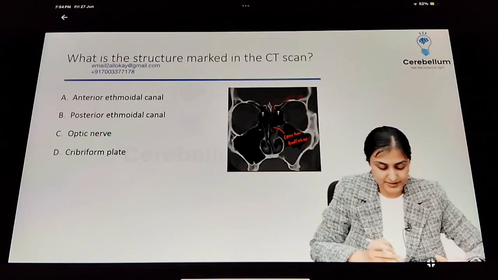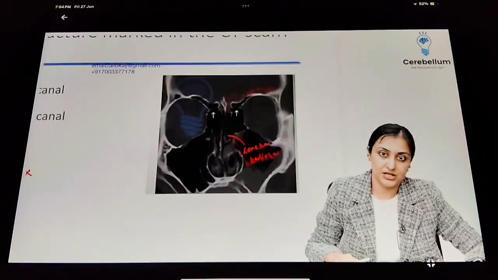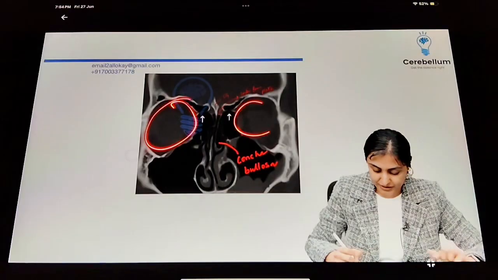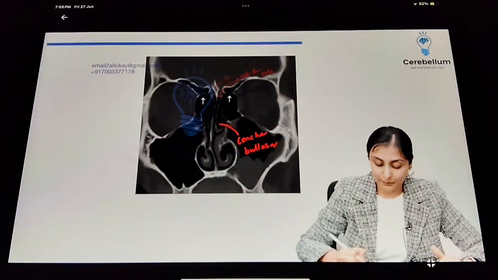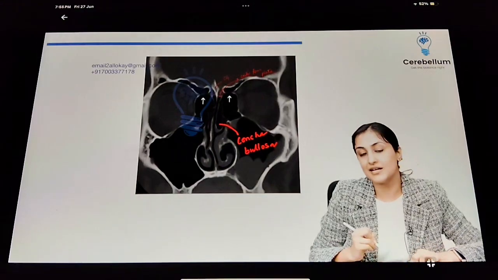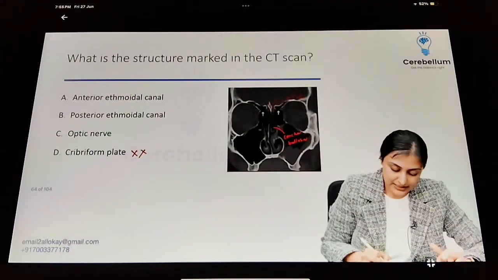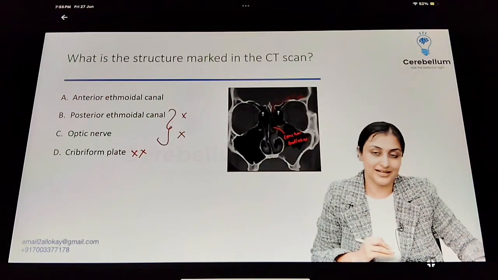Now my question to you is, are we anterior or are we posterior? You can see the complete orbit here. You can see the maxillary sinuses. All of these are anterior structures. If I go behind, I'm going to see the optic nerve, and that is where you will have the posterior ethmoidal canal. So both of these can also be ruled out, it's not posterior.